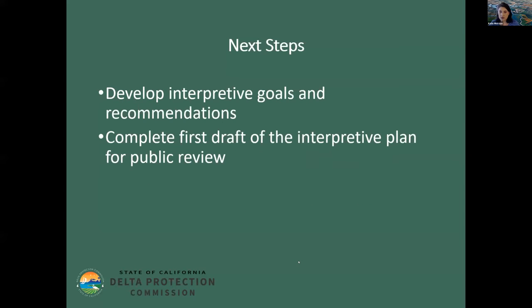So we're going to have this up for about a month, and after that we will tally everything together and start really writing the existing conditions of the interpretive plan, and then we'll start working on our goals. So let me go back to my screen here. We're going to continue to refine the themes, and then develop our interpretive goals and recommendations. Then that first draft of the interpretive plan will go out for public review, so people can comment on it, and we'll be able to make updates. So those are our next steps.